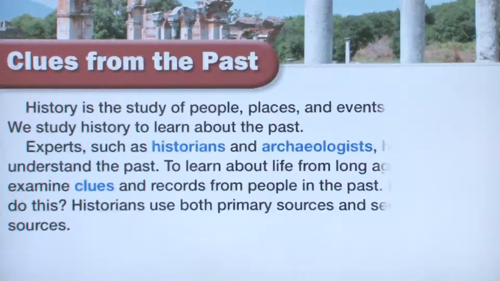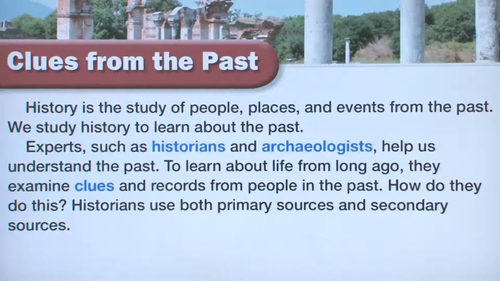Now let's read. Clues from the past. History is the study of people, places, and events from the past. We study history to learn about the past. Experts such as historians and archaeologists help us understand the past. To learn about life from long ago, they examine clues and records from people in the past. How do they do this? Historians use primary and secondary sources.